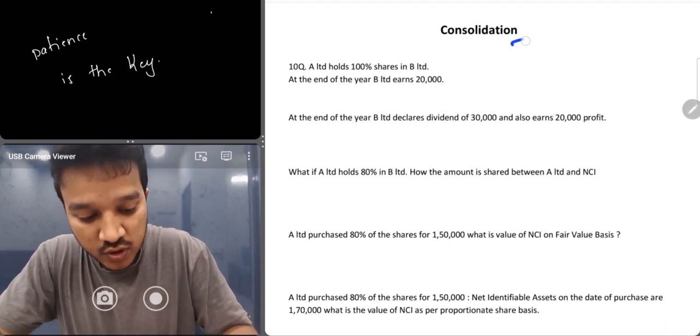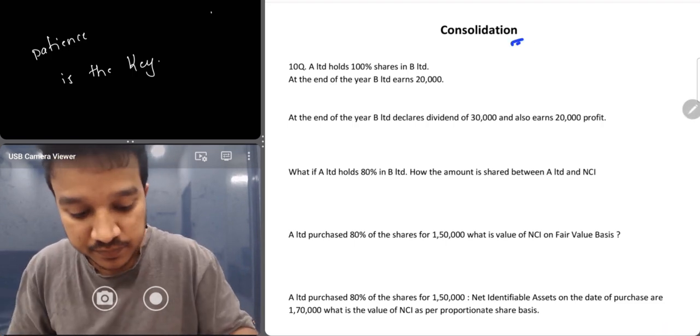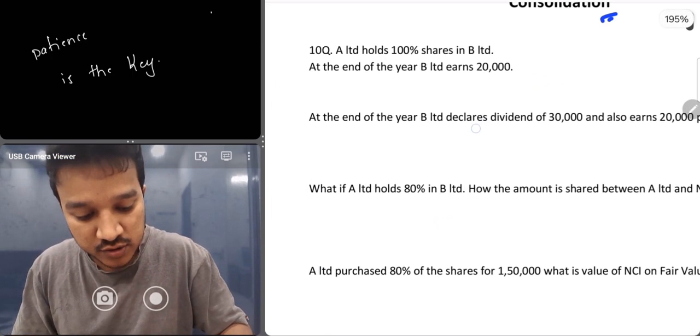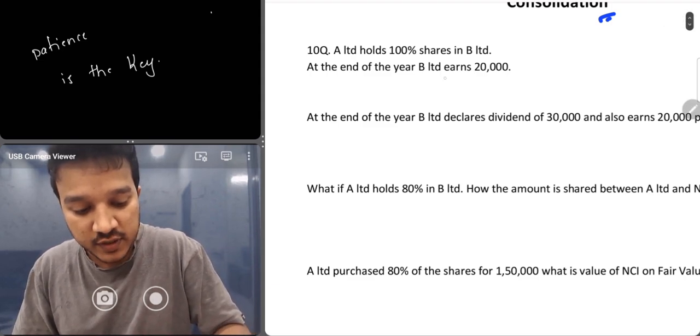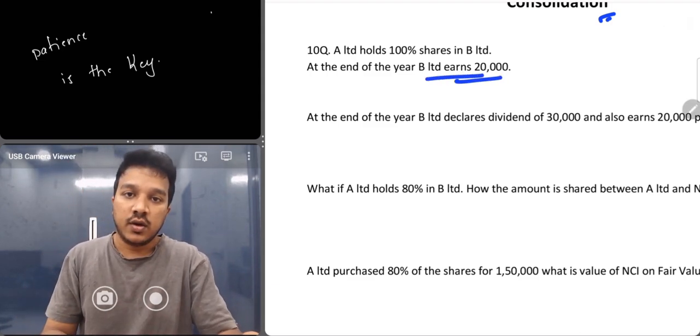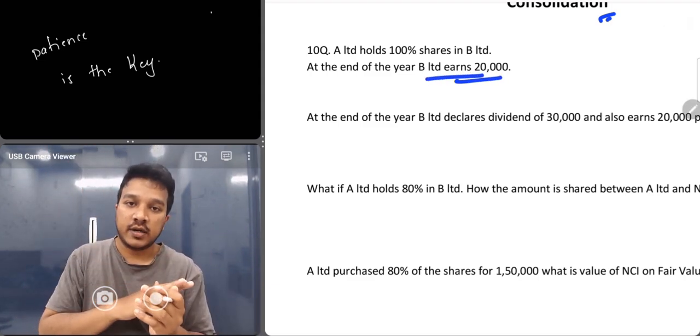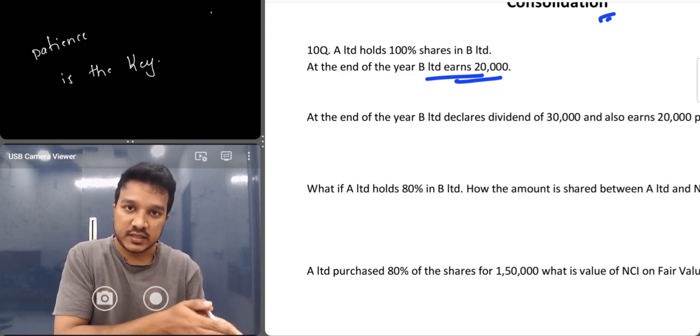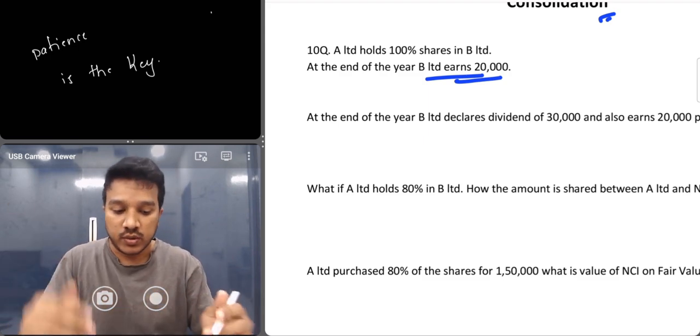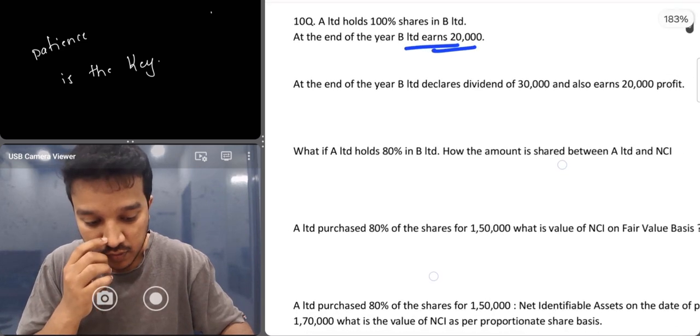First and foremost, it's a consolidation chapter. The first question is, A Limited holds 100% of the shares in B Limited. At the end of the year, B Limited earns 20,000. Here A Limited is holding 100%, so the entire profit earned by its subsidiary, B Limited, will go to A Limited. That's pretty straightforward and easy.